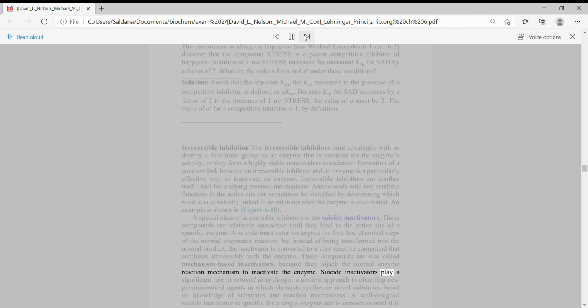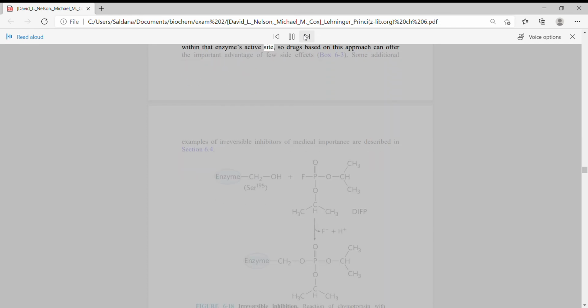Suicide inactivators play a significant role in rational drug design, a modern approach to obtaining new pharmaceutical agents in which chemists synthesize novel substrates based on knowledge of substrates and reaction mechanisms. A well-designed suicide inactivator is specific for a single enzyme and is unreactive until it is within that enzyme's active site, so drugs based on this approach can offer the important advantage of few side effects. Box 6-3. Some additional examples of irreversible inhibitors of medical importance are described in section 6.4.